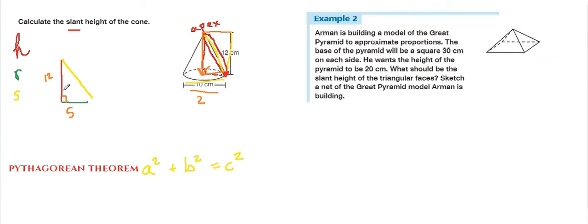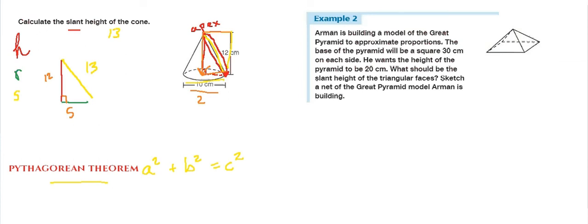So we won't carry out the theorem here. We recognize a triple, a 5, 12, 13 triangle. The slant height is 13. It's the hypotenuse of the triangle inside of the 3D figure. It's not a perpendicular height. It slants down to the side of the base.